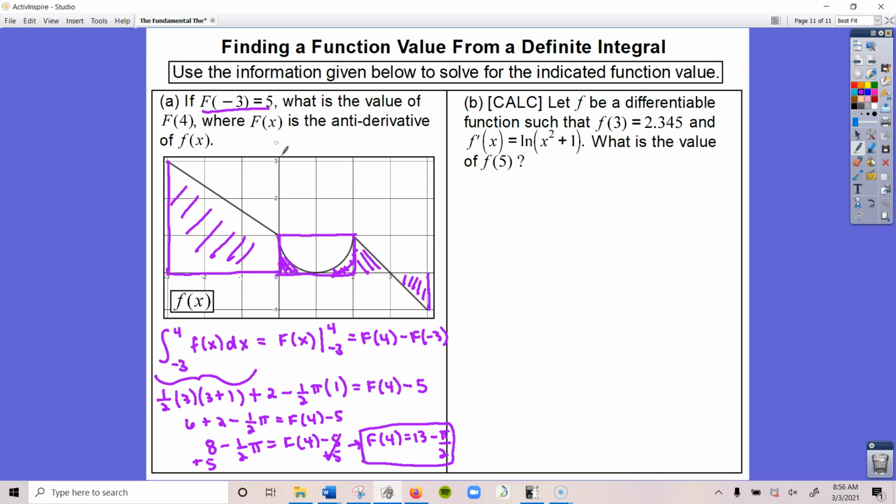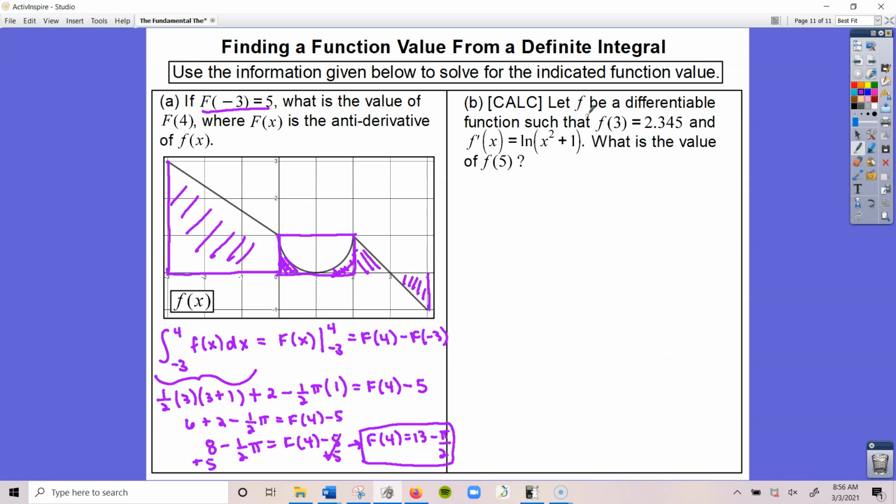So what we do is we take the value that's given, that's going to be one of my limits of my integral, and then the value that I'm looking for will be the other limit of my integral. And then you find the value of that integral using geometry, and you use the fundamental theorem of calculus at the same time.